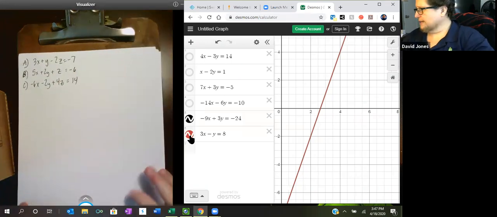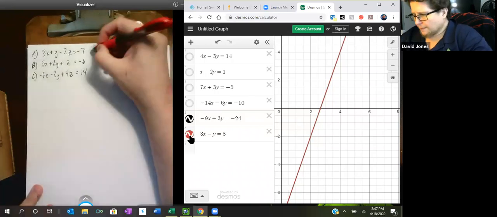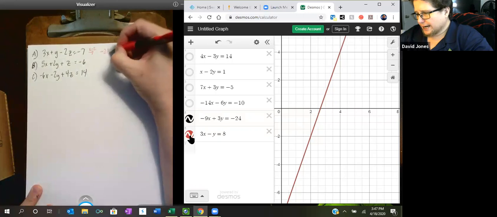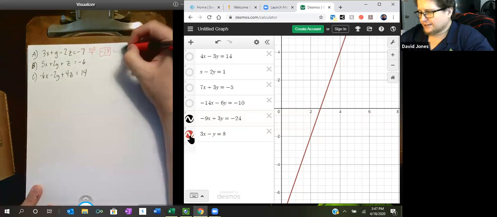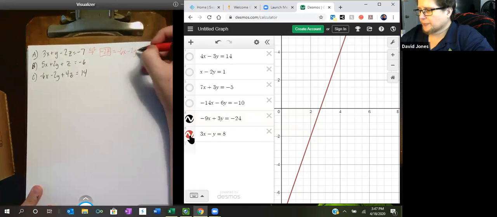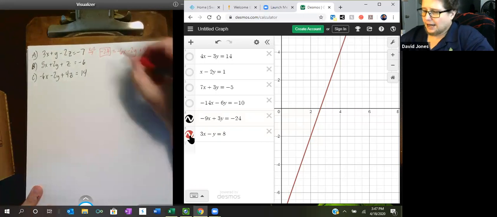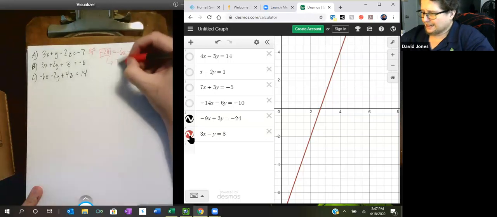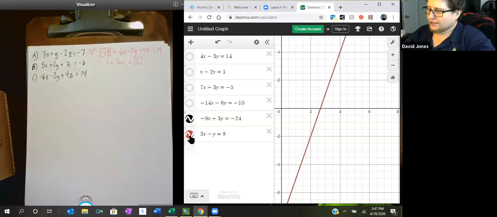What makes this unique is what happens here. Notice what happens if I multiply A by -2. -2 times 3x is -6x. -2 times y is -2y. -2 times -2z is +4z. And -2 times -7 is +14. This is equation C. They are the same plane.